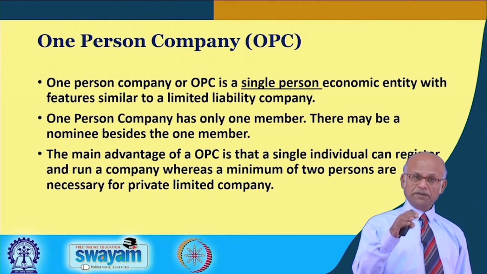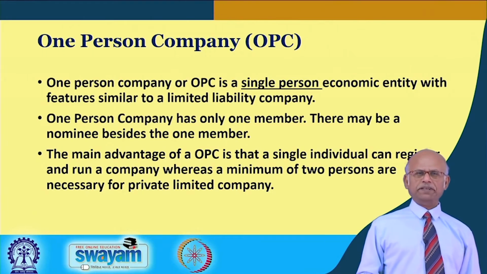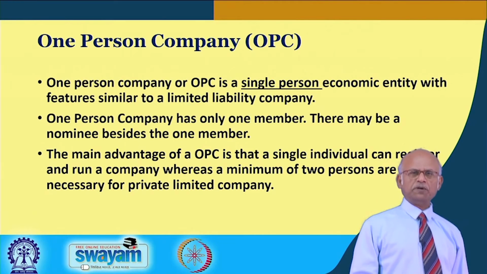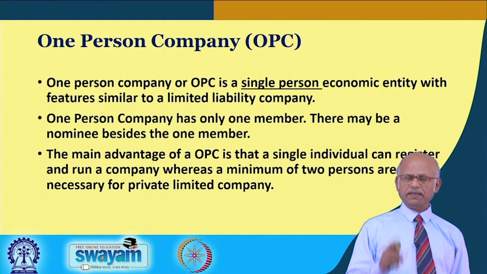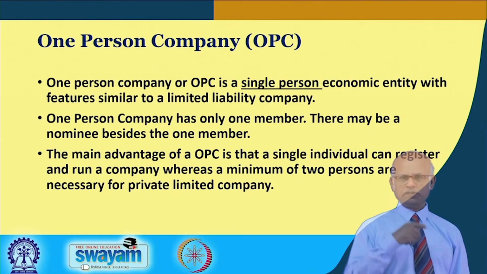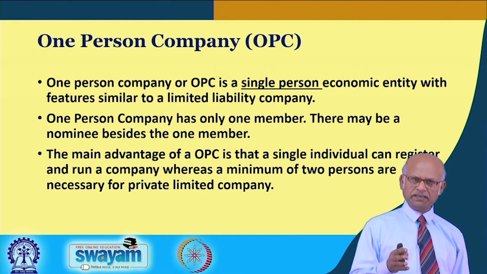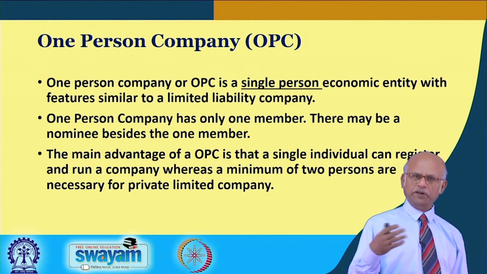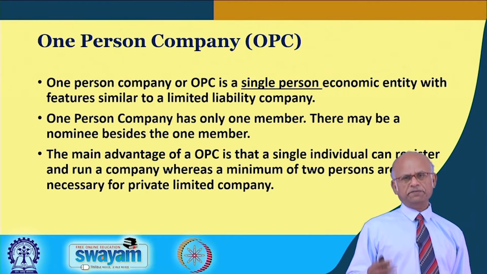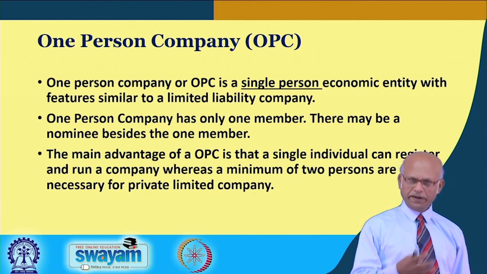Now, I have placed one person company first in the pecking order of limited liability companies. It is the simplest form among limited liability companies. It is a limited liability company by a single member, meaning one person. Suppose you decide today that you will have a limited liability company, the simplest format is you become the single director, and there will be nobody else in the business. It becomes a one person company. You may have a nominee, so that in the event of your death, the nominee automatically becomes director. You may or may not have a nominee.